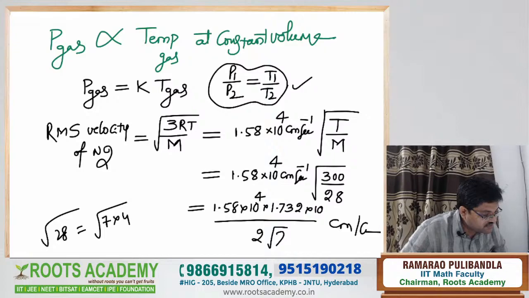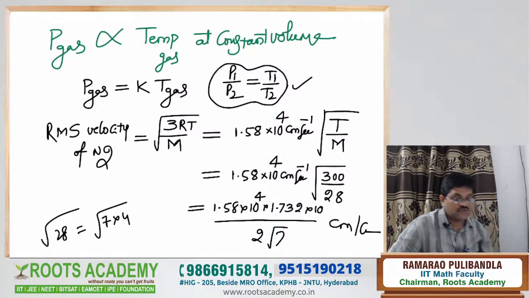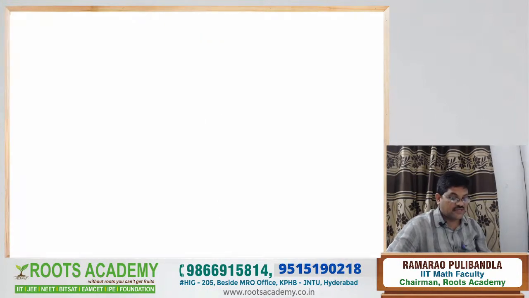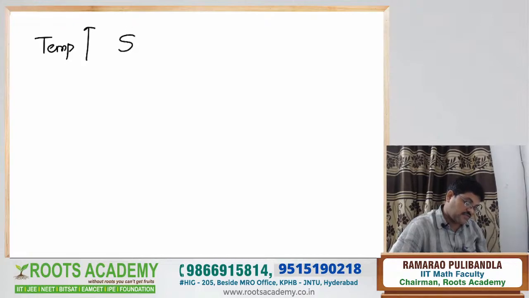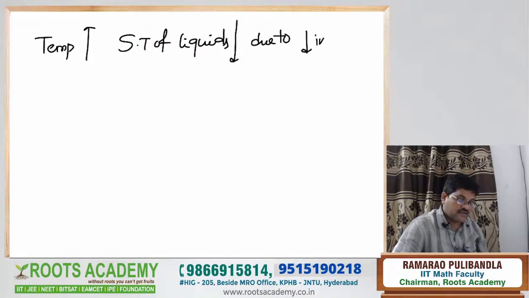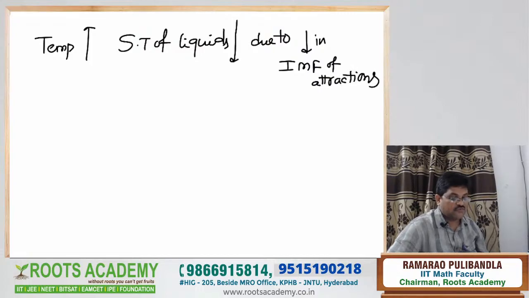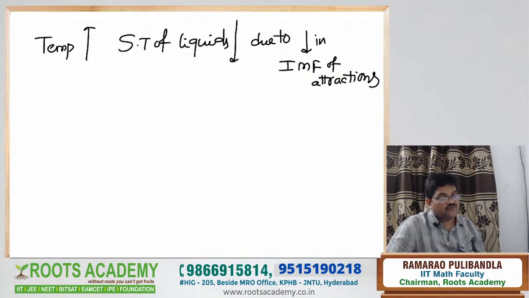What is the effect of temperature on surface tension and viscosity? Give reasons. Simple logical question. As temperature increases, the surface tension of the liquid decreases. Why? Due to decrease in intermolecular forces of attraction. Repeat once again, Nana. As the temperature of the liquid increases, surface tension of the liquid decreases due to decrease in intermolecular forces of attraction.